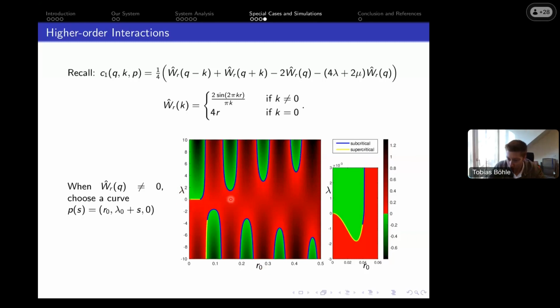So if you start somewhere here without higher order interactions, then the figure basically shows that if you add enough higher order interactions, you can get into the green region here, where the twisted state is then stable. So by adding these higher order interactions, you can stabilize the twisted states.